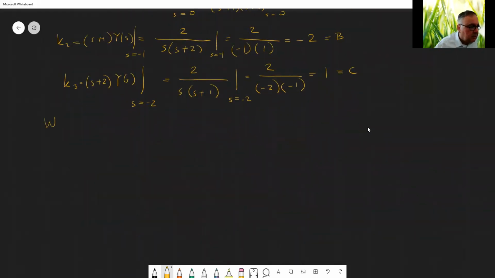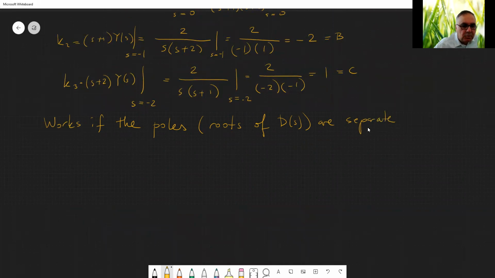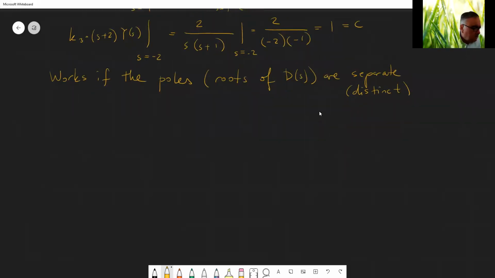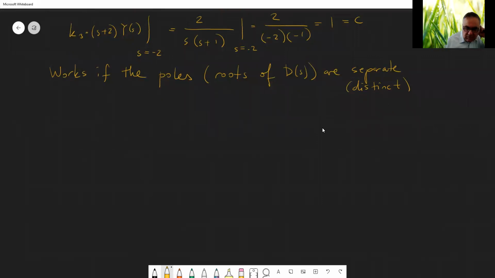This works if the poles, which are the roots of D(s), are separate, or distinct is the word for this. They are different roots. Now, there are cases in which this doesn't work. Well, it kind of works, but in a different way.